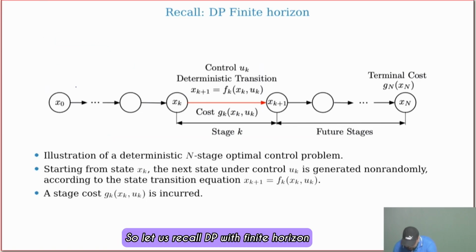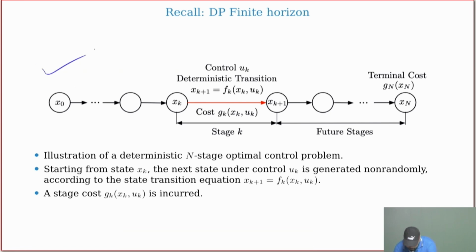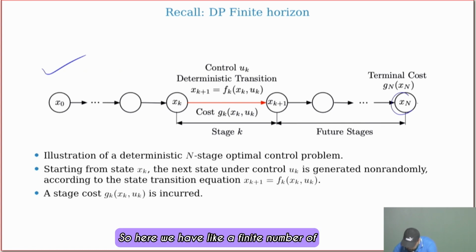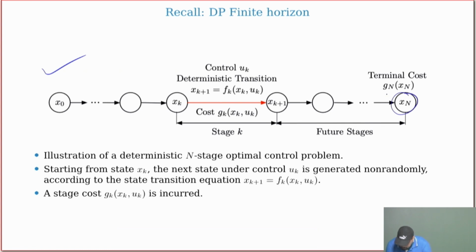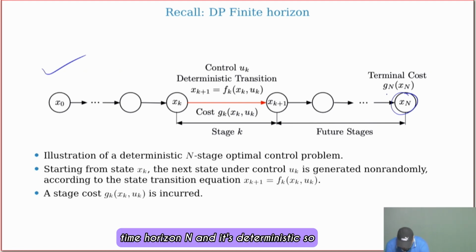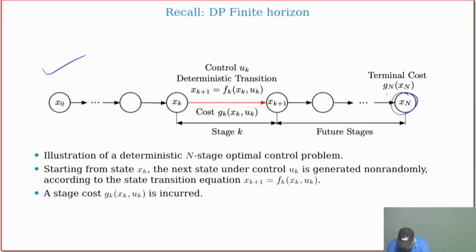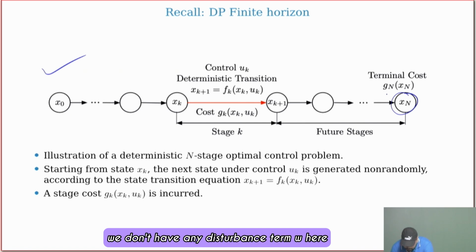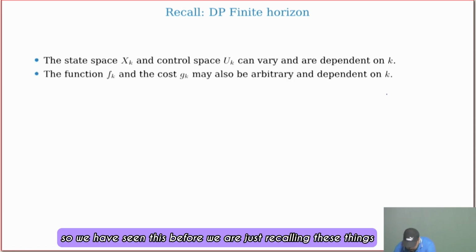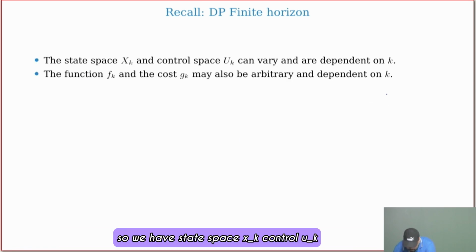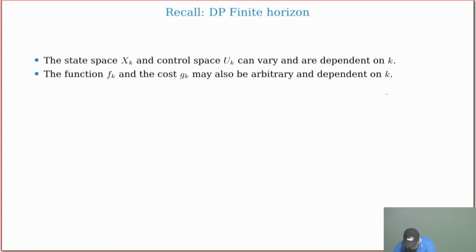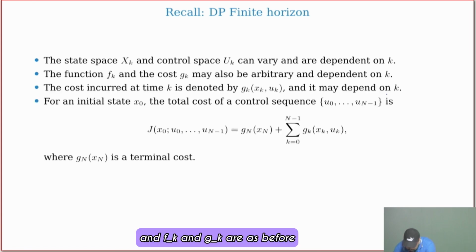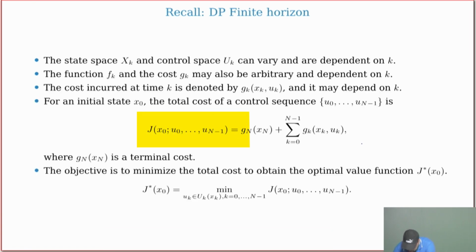Let us recall DP with finite horizon. That's something we have defined already. Here we have a finite time horizon n, and it's deterministic, so we don't have any disturbance term W here. We have seen this before; we are just recalling these things. We have state space xk, control uk, and fk and gk are as before, and this is our cost in the deterministic case, and this is the optimal cost.